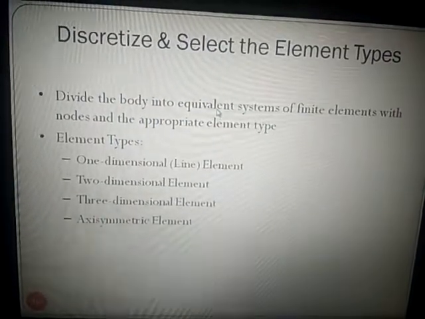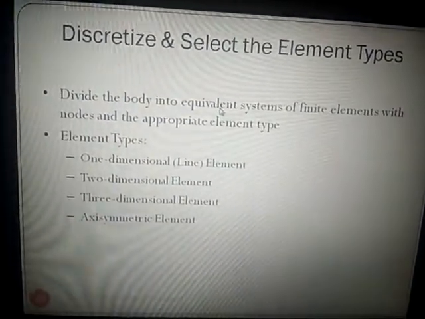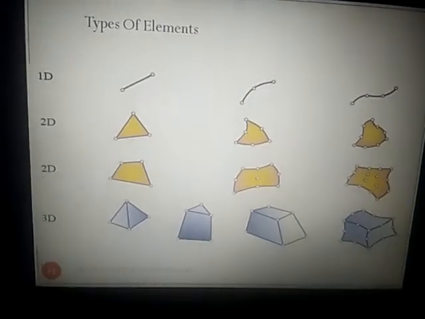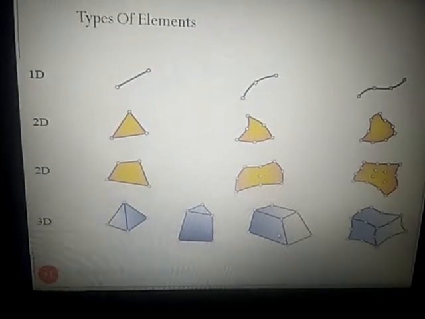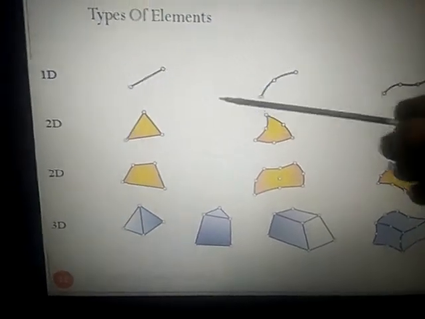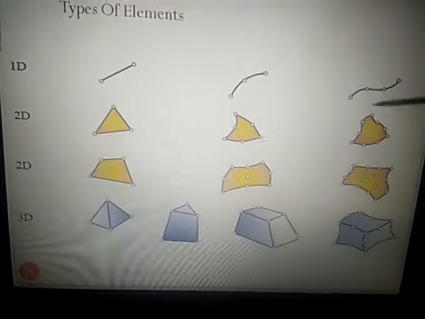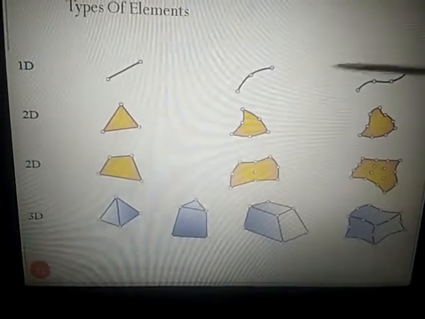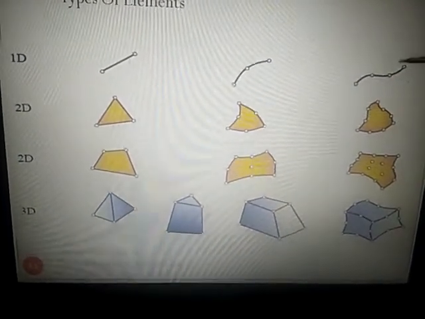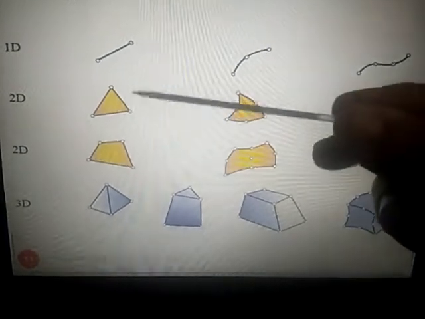Element types are 1D, 2D, 3D, axisymmetric. These are the types of elements which you are seeing. These are called line elements. These are the curved elements. These are the ones with more than 4 nodes. All of these are 1D. The second one will be 2D.